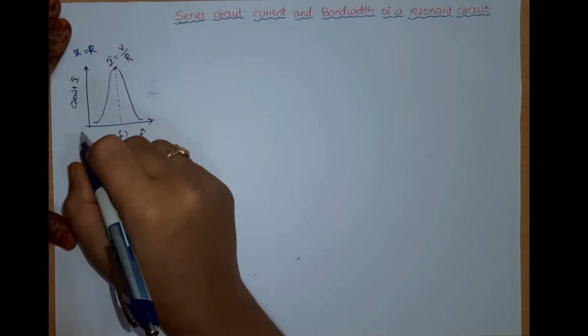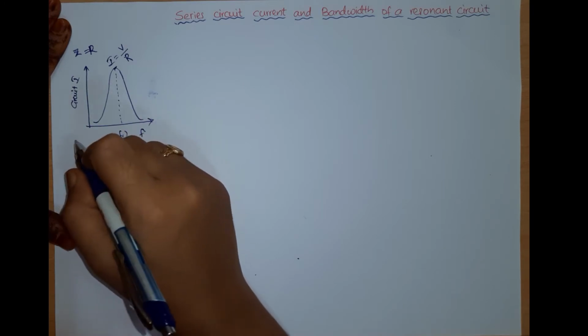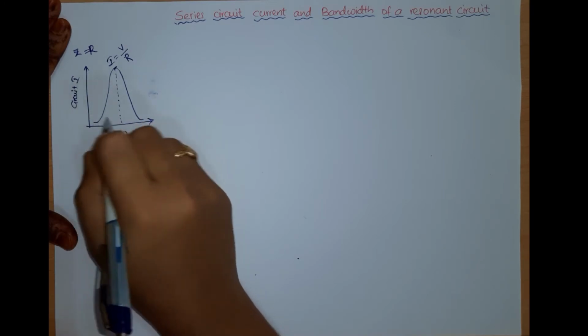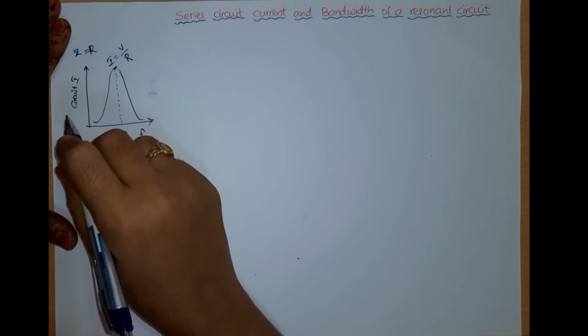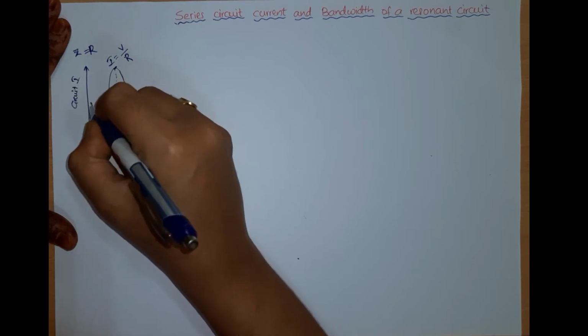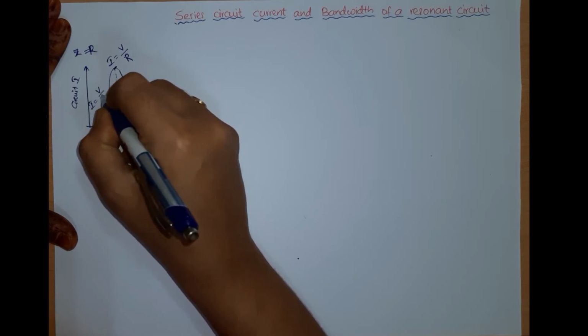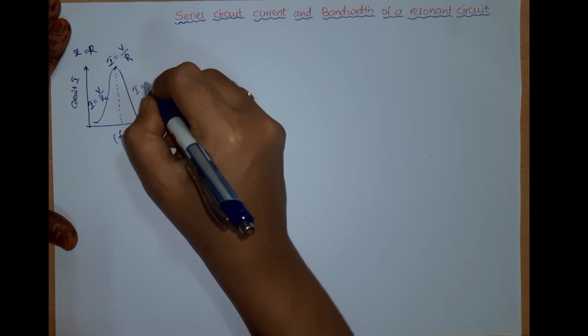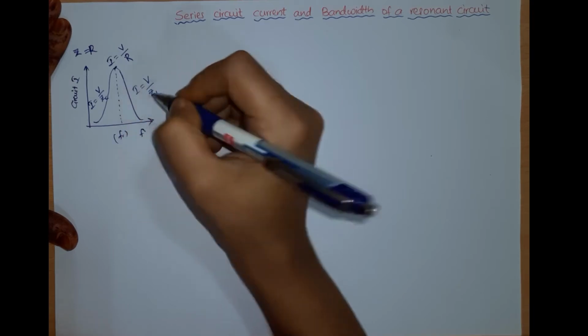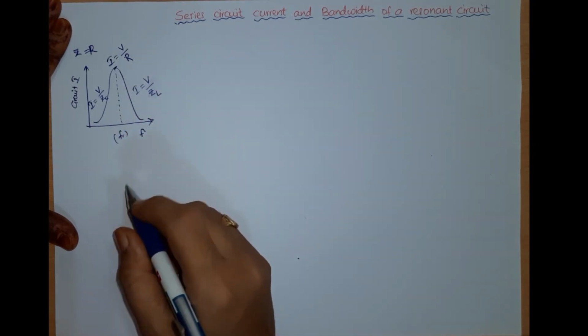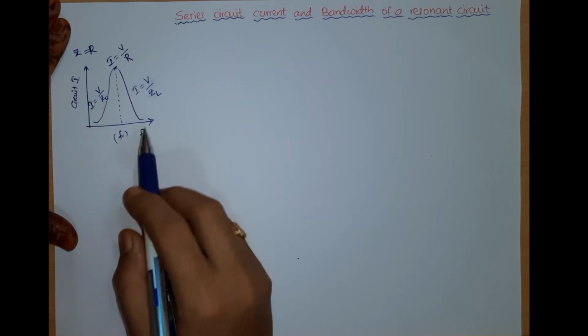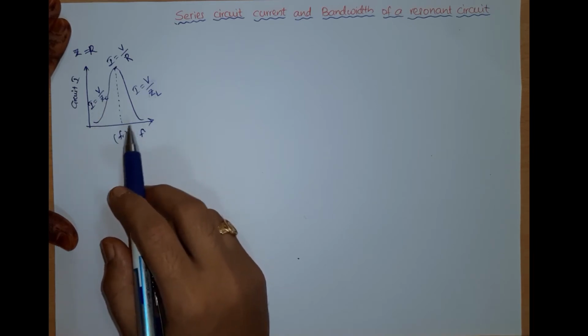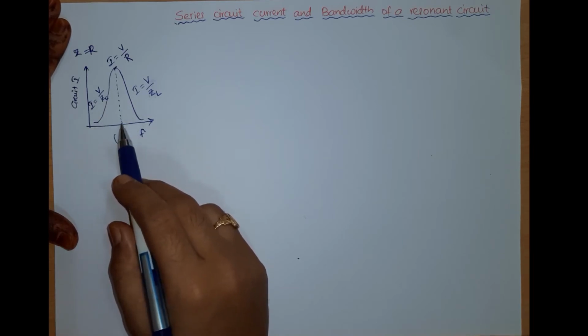Also, before the resonant frequency, the impedance of the circuit is what? Capacitive impedance, so it is called a capacitive circuit. So the current will be V by ZC. Also after the resonance, I will be V by ZL, right?